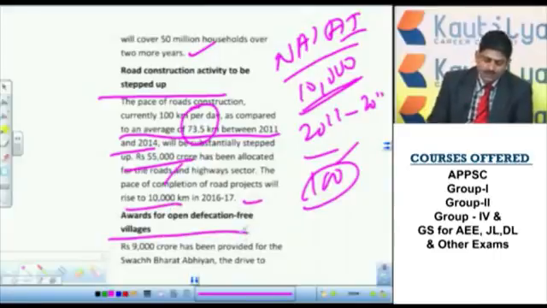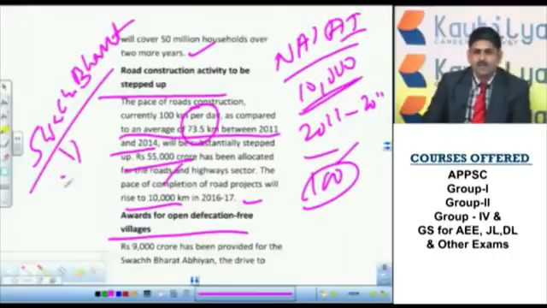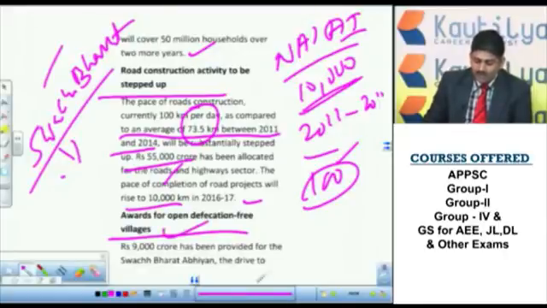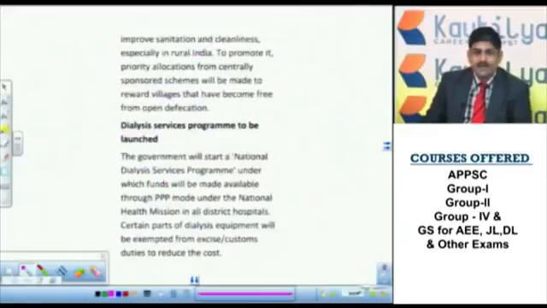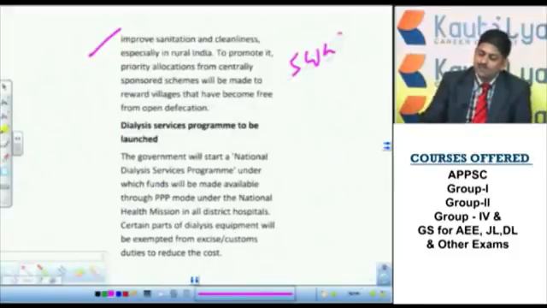Next, under Swachh Bharat, a lot of importance was given to Swachh Bharat. Since Modi became the Prime Minister, he has given much importance to Swachh Bharat. Under the Swachh Bharat Abhiyan, for open defecation free, 9,000 crore has been provided. You can study this under social spending, infrastructure spending, or rural spending also. In order to improve sanitation, 9,000 crore is allocated. It's a very important figure because the government is giving much importance to Swachh Bharat.